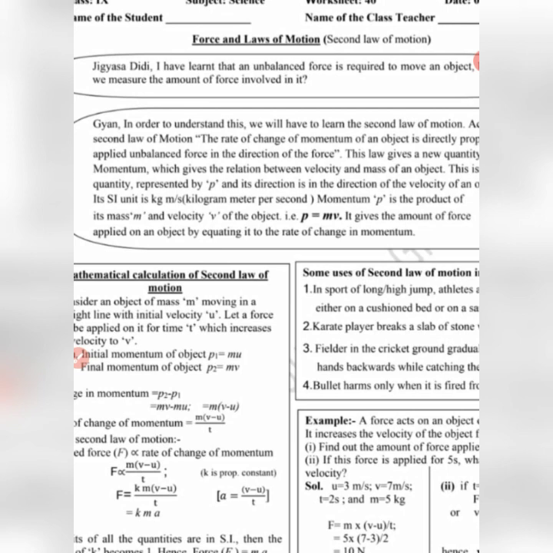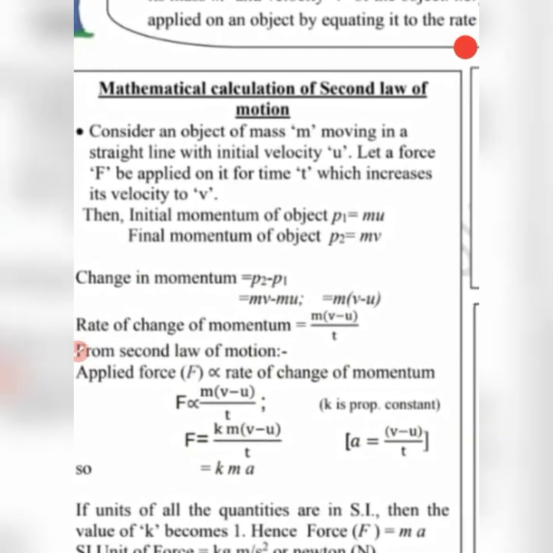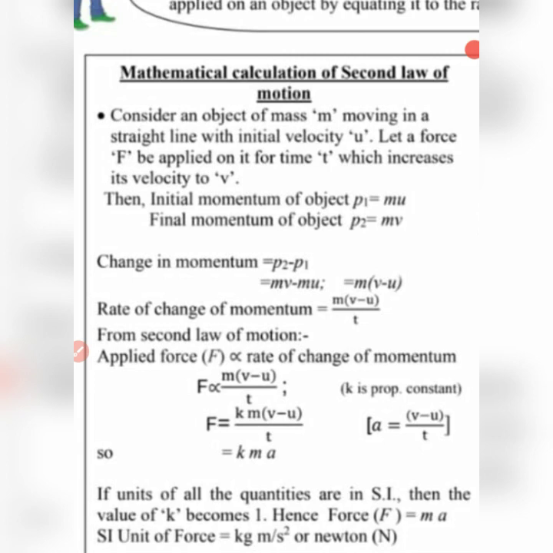Now what is the SI unit? The SI unit of momentum is kilogram meter per second. As we know, momentum is the product of mass and velocity, and it also gives the amount of force applied on an object by equating it to the rate of change of momentum, and that we will calculate when we see the second law of motion. Now let us see how we can mathematically derive the second law of motion.